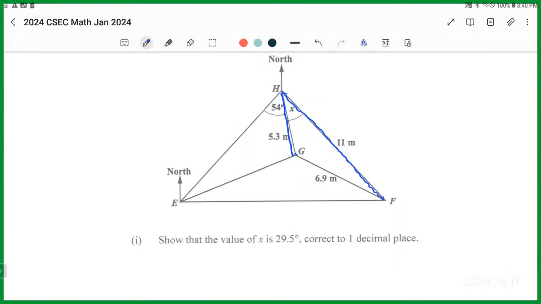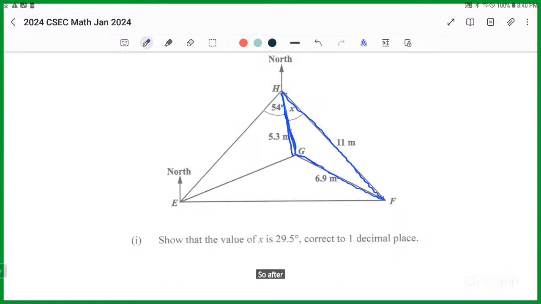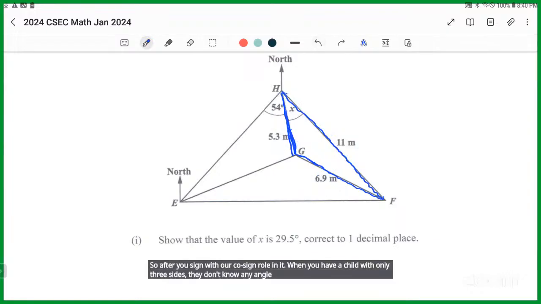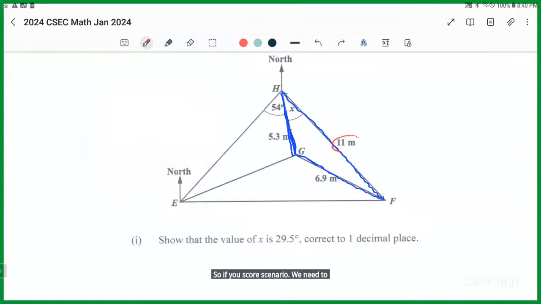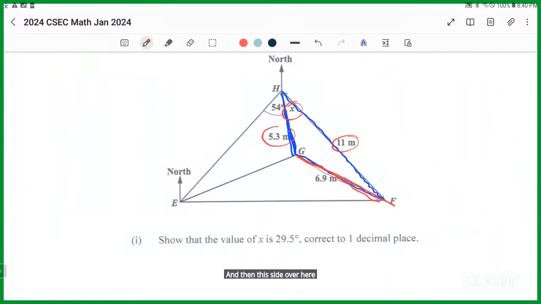It is not a right angle triangle, so we have to use sine rule or cosine rule in it. When you have a triangle with only 3 sides and you don't know any angle, you have to use cosine rule. To use cosine rule, we need to establish our 2 sides and the angle between, and then this side over here is the one opposite to the angle.